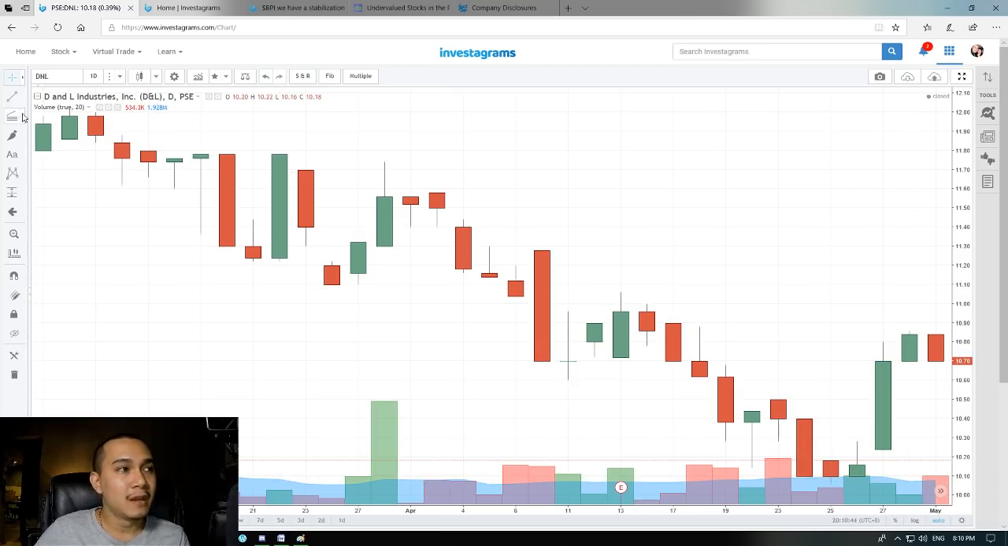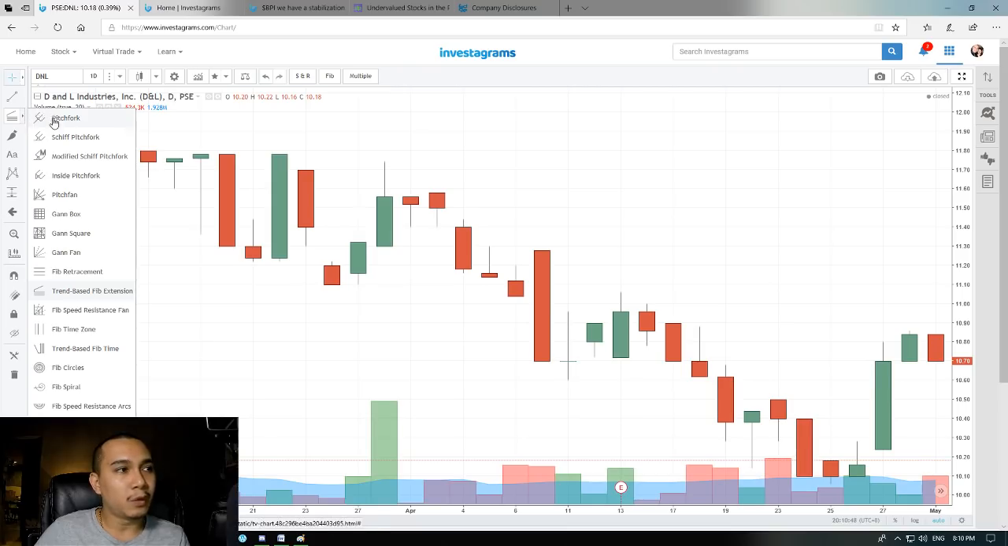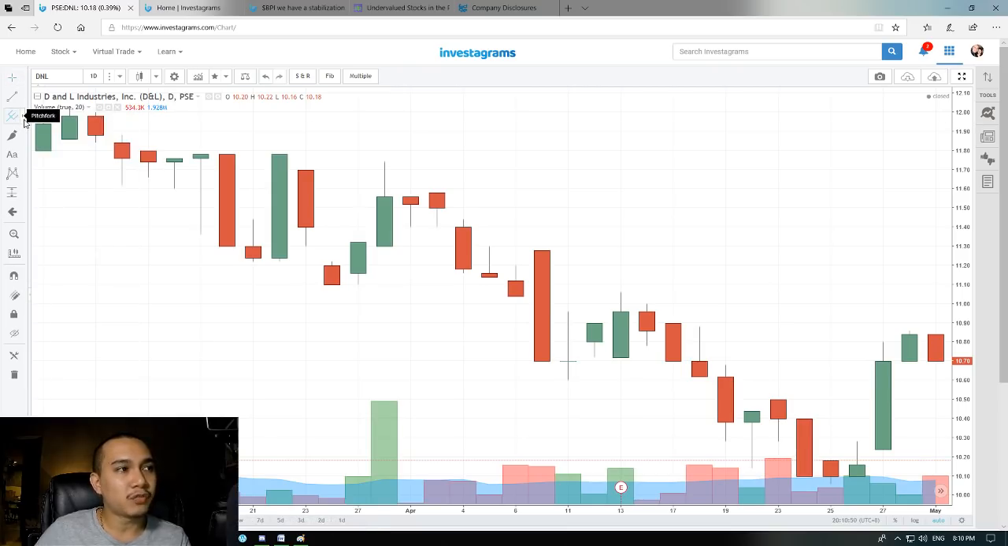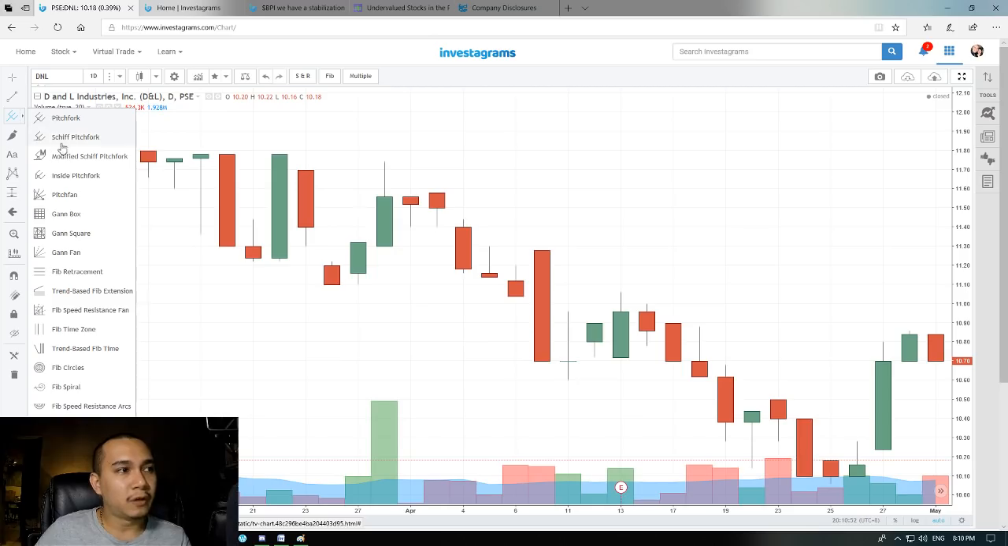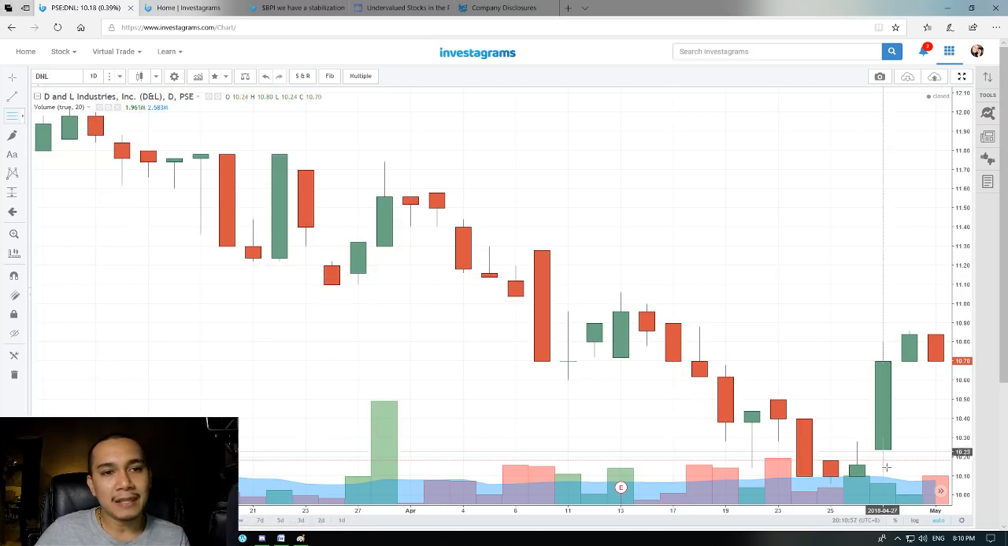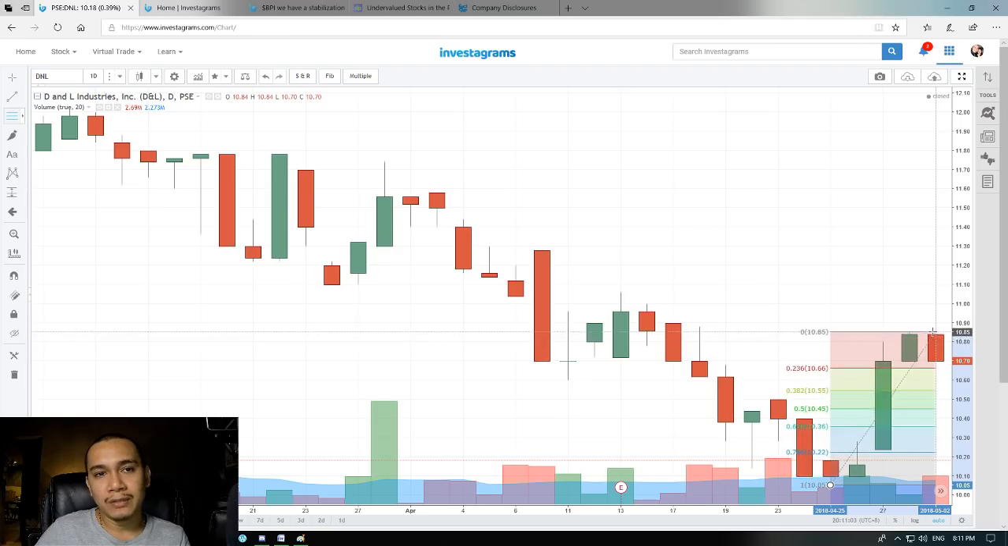What you do is on your tools on the left side, look for this one right here. By default it looks like a pitchfork. So look for Fibonacci retracement. Just click on that, and then at the lowest point you draw a line, click there, and go to the swing high. The swing highest point is right here. So this is how you get the Fibonacci tool.